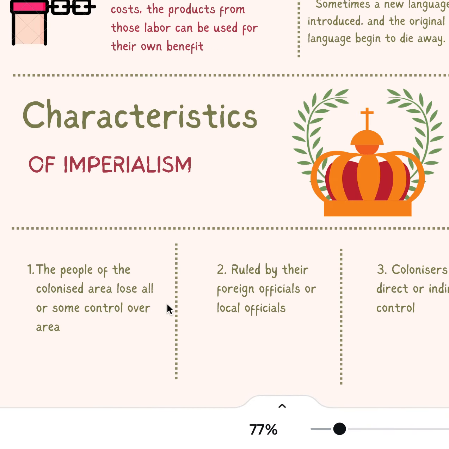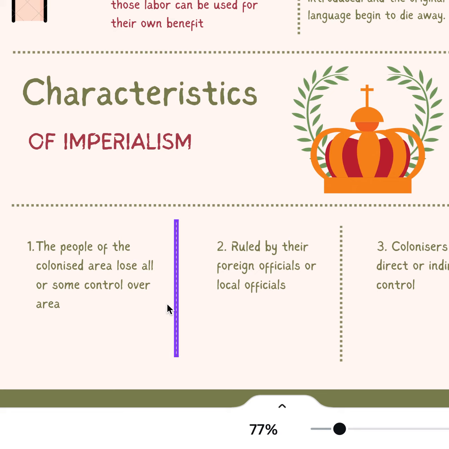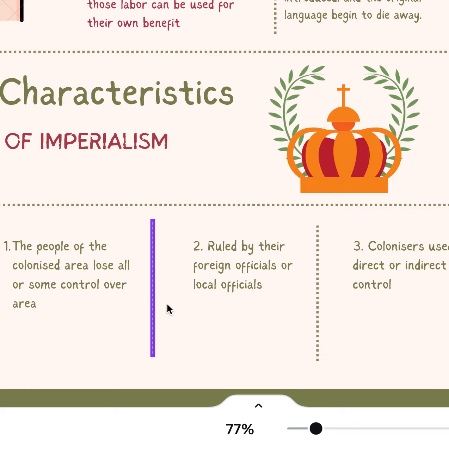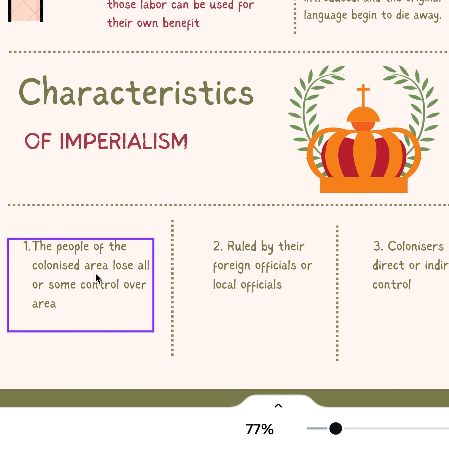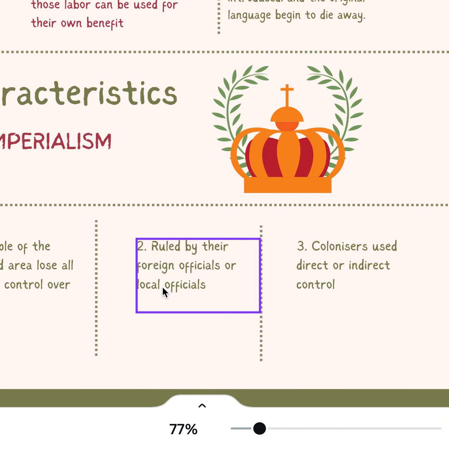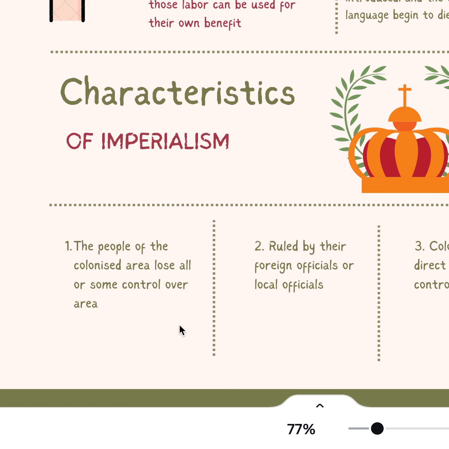Characteristics of imperialism. First, people of the colonized area lose all or some control of the area. That's the colonizer. This is part of the colonizer section. Ruled by their foreign official or local official. This is being colonized, since they're being ruled, not controlling.